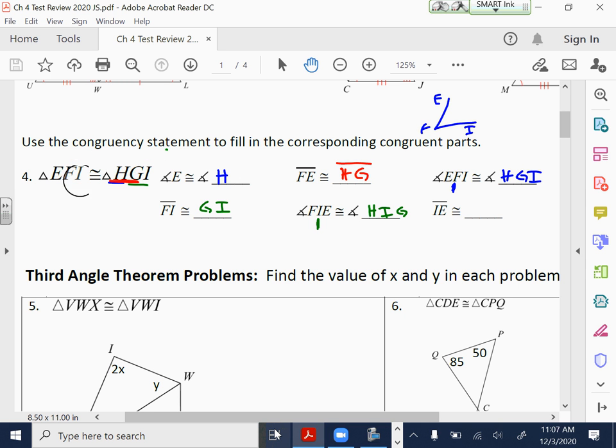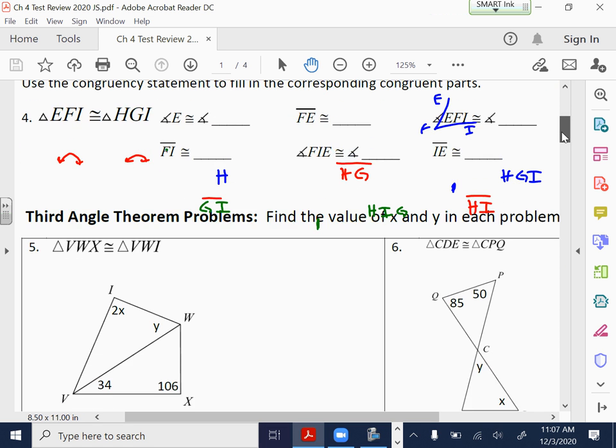Then we have IE. Clean this up a little bit. So IE is the first and last. So it's got to be congruent to HI. That should be a segment. So again, so far, not too bad.